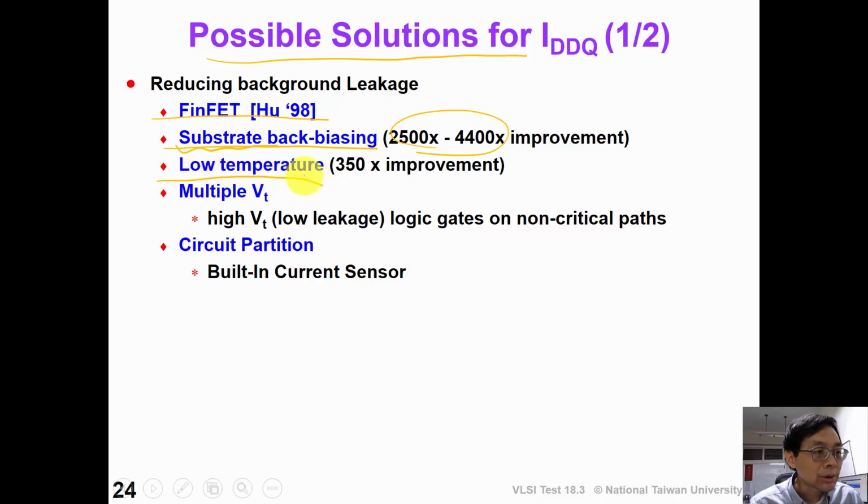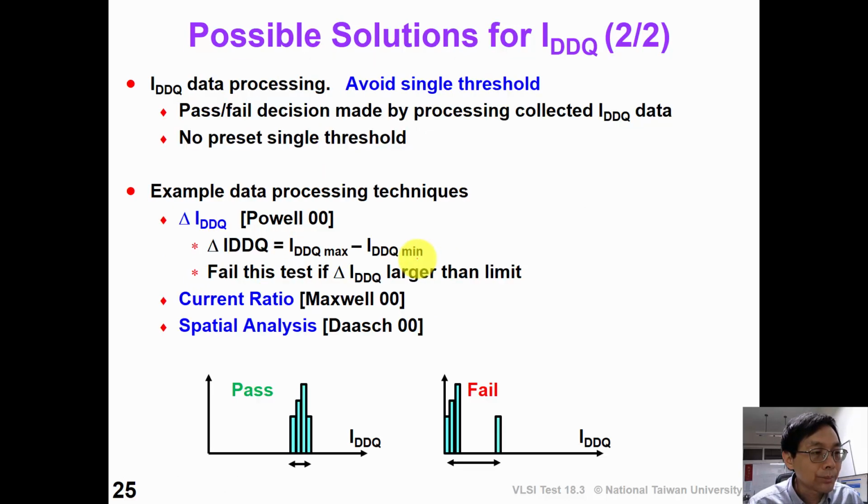Also, we can use lower temperature. If we reduce the temperature, we can reduce IDDQ significantly. However, this could be very expensive for testing. We can also use multiple VT technology. For example, we can use some high VT low leakage logic gates on the non-critical path. Finally, we can use circuit partition, so we can use built-in current sensors to measure certain blocks of the chip.